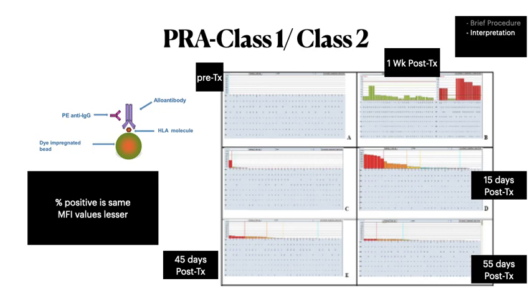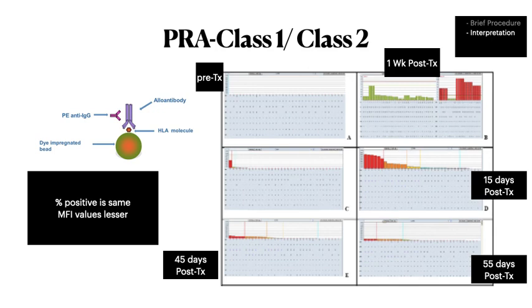an anti-human antibody with a fluorescent sensor, and this is the first one. This is a pre-transplant. You can see everything is blank, meaning there is no antibody at all. But post-transplant, the class 1 is still low titers, but then class 2 is positive, and this patient 15 days post-transplant has significant MFI values for a bunch of B antigens.